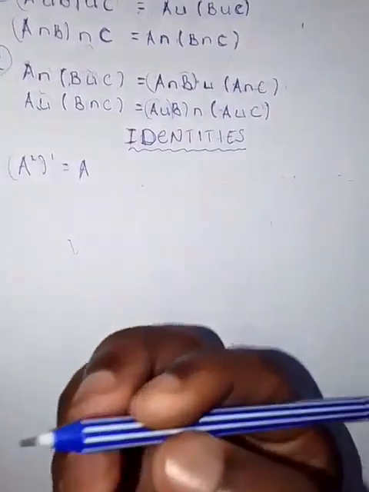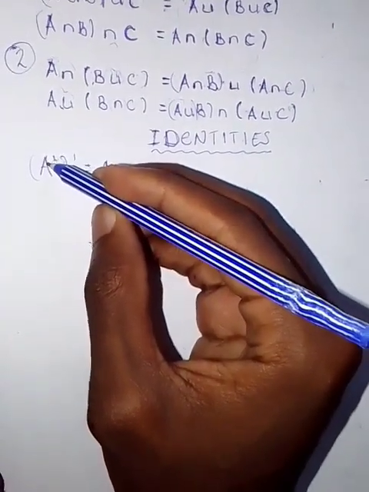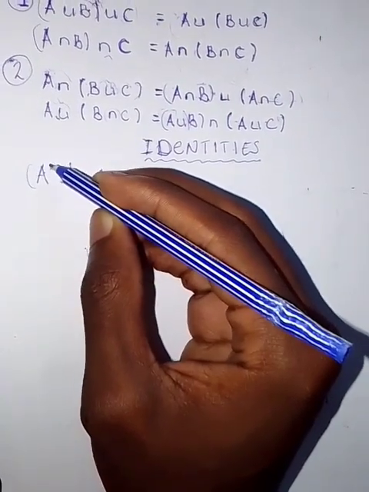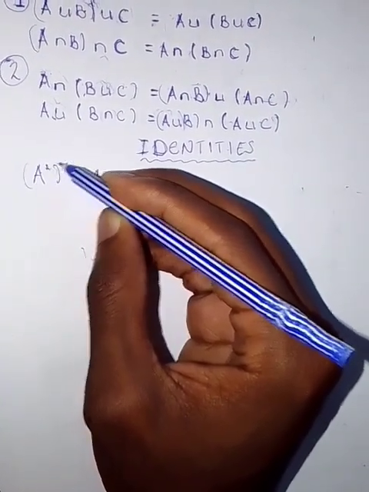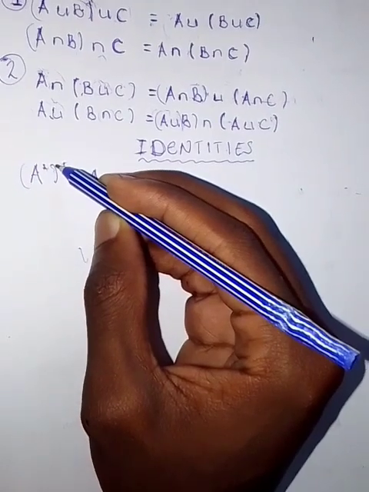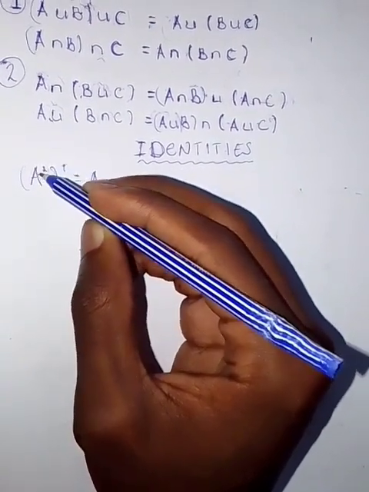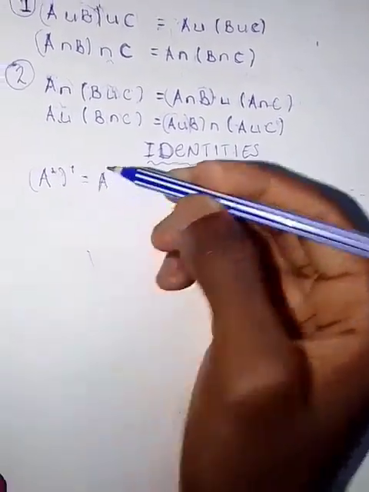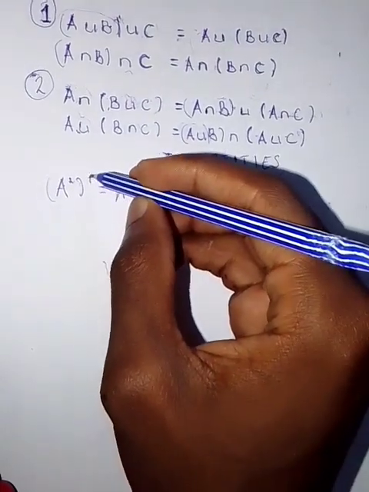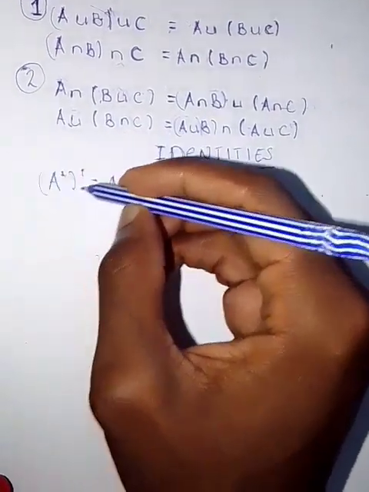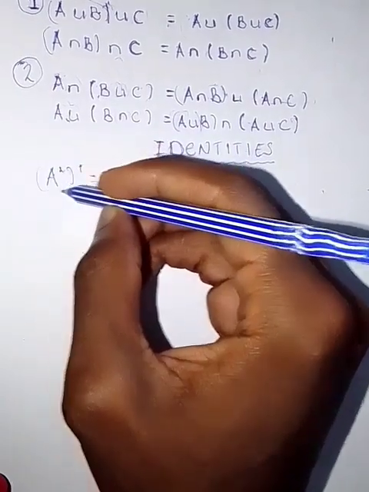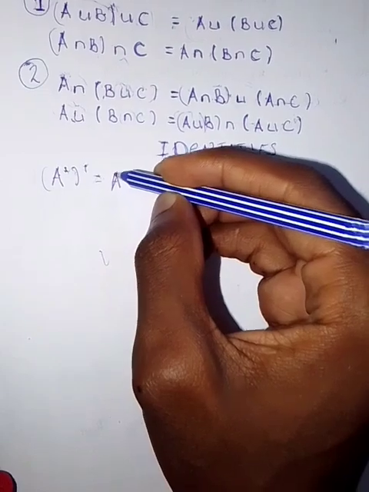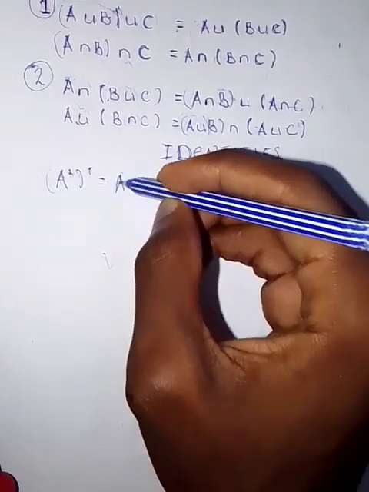What does this mean? This means that if you multiply this sign with a set that is already having another sign like this, they cancel each other. If you multiply a complement with a set that is a complement, it is going to cancel. So while you are simplifying, if you reach a case where you are stuck and you have this scenario, you can simply take it to this form, and vice versa.